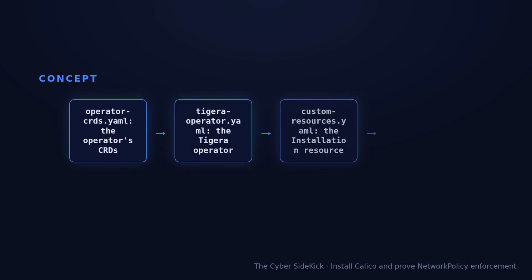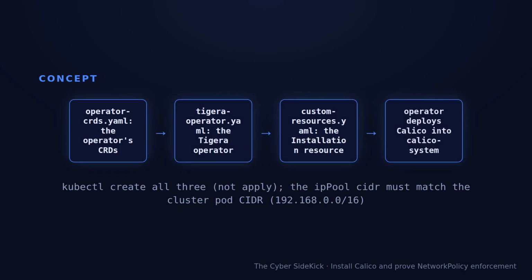Flannel gives you pod networking, but silently ignores network policy objects. Calico's manifest install is operator-based and comes in 3 parts. First, the operator CRDs, then the Tigera operator itself, a deployment that knows how to install and manage Calico. Then you hand the operator an installation resource describing the Calico you want, and it deploys everything into the calico-system namespace to match. 2 things to know before you touch the keyboard.